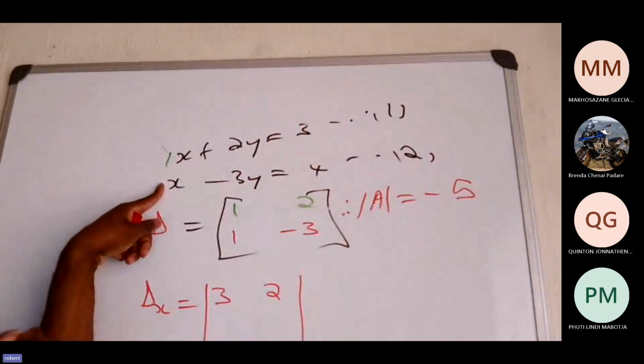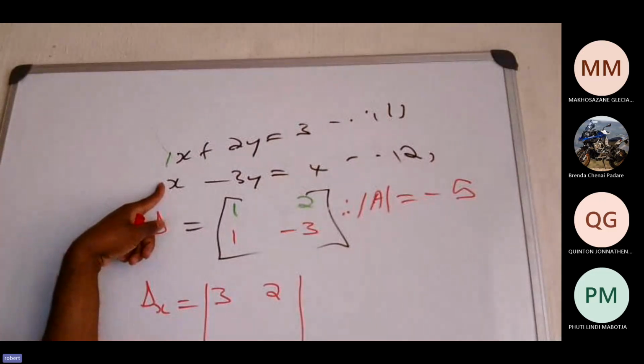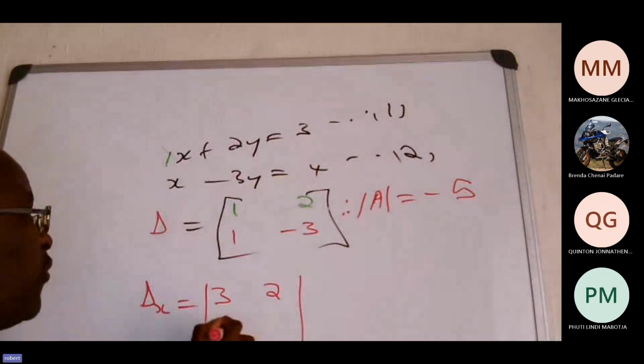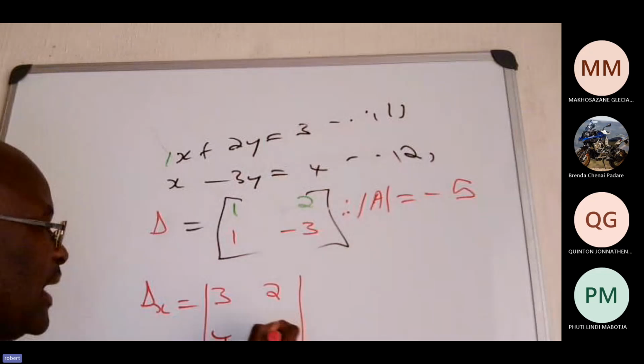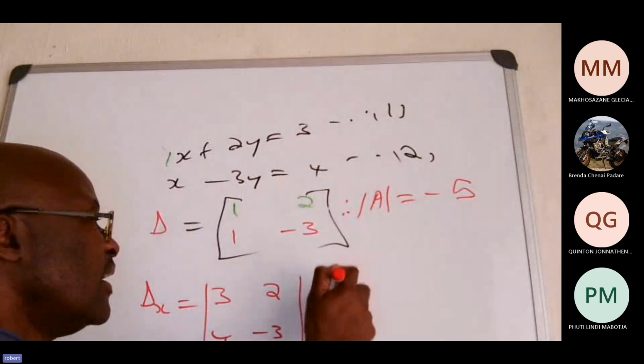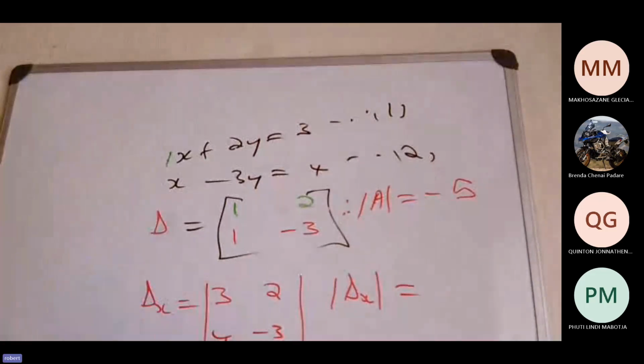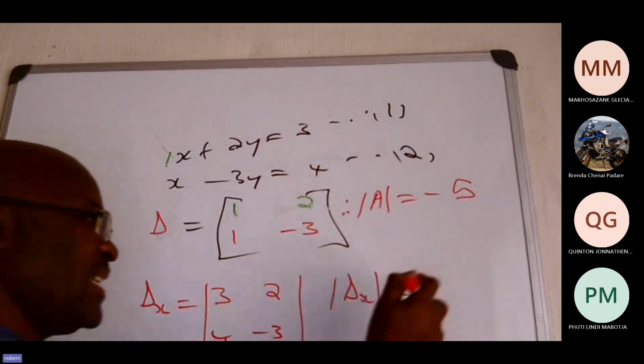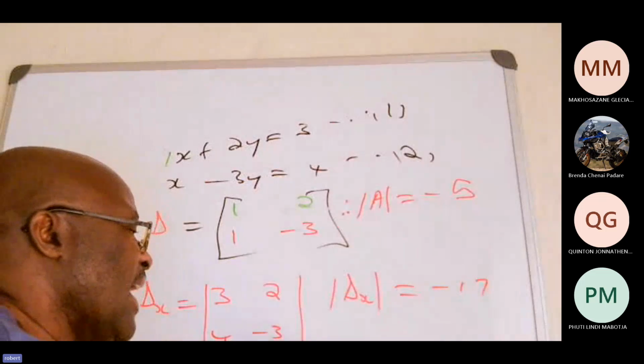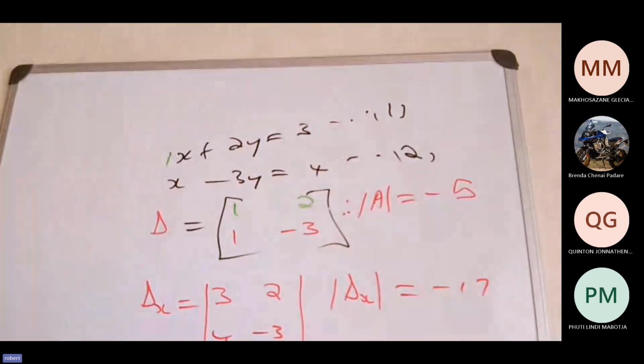Equation number 2, the numerical coefficient of x is still 1. Then you replace it by 4. Then from there, it will be minus 3. Then you find the determinant of this, which will simply be minus 9 minus 8, which is minus 17.